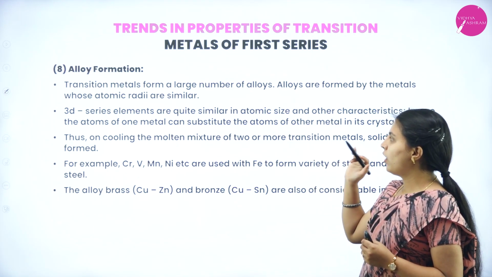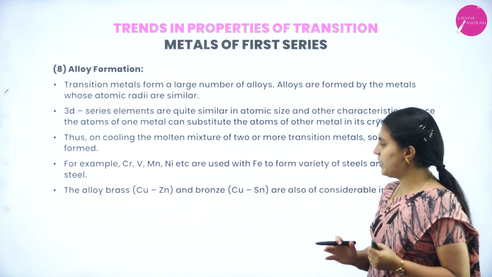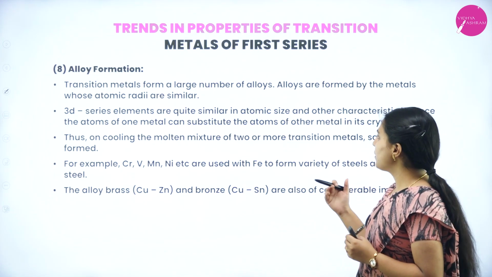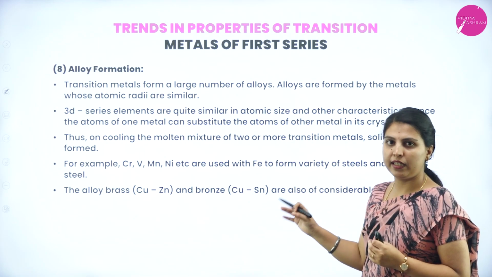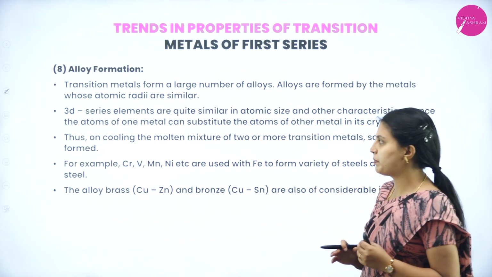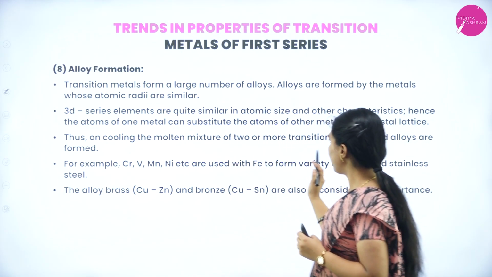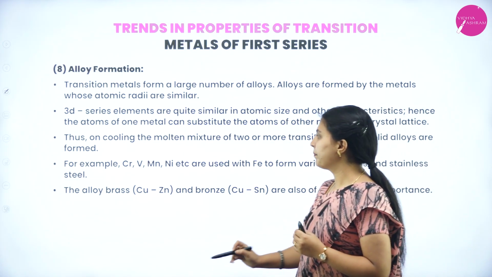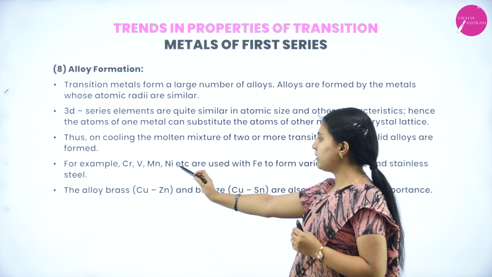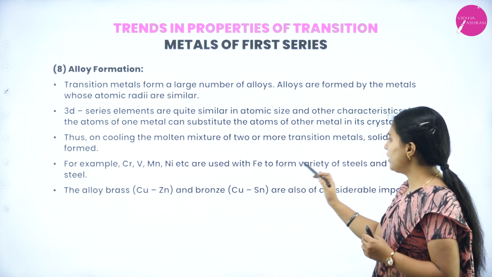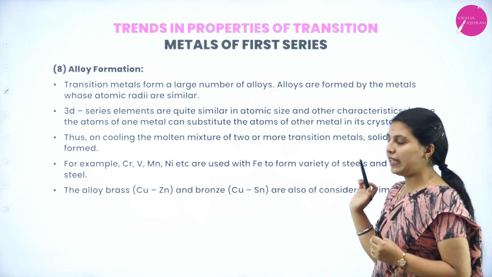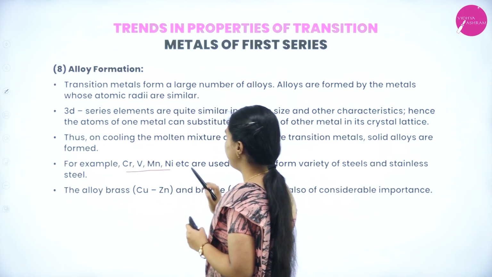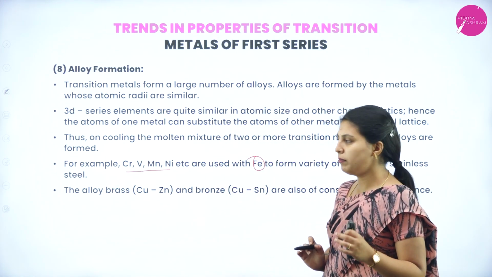3D series elements are quite similar in atomic size and other characteristics. Hence, atoms of one metal can substitute the atoms of another metal. Thus, the formation of alloys can be expected. On cooling the molten mixture of two or more transition metals, solid alloys are formed. For example, chromium, vanadium, manganese, nickel, etc. are used with iron to form a variety of steels and stainless steels. With iron, these metals are used to form alloys.